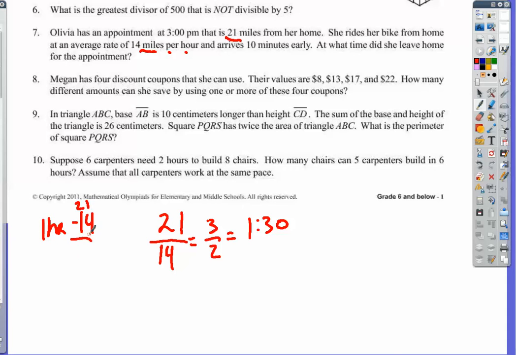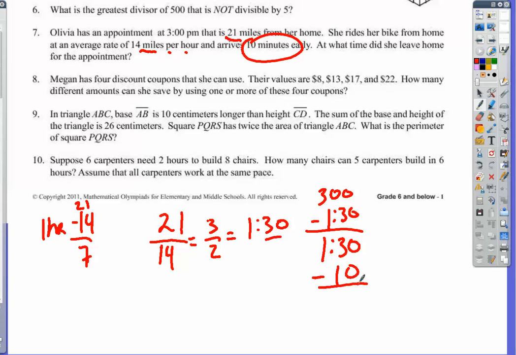21 total miles minus your first 14 miles leaves 7. What fraction of 14 is 7? It's a half. So then we have 3 minus the hour and a half. She left at 1:30, but wait a second, she arrived 10 minutes early, so we have to go back 10 more minutes. So she left at 1:20.